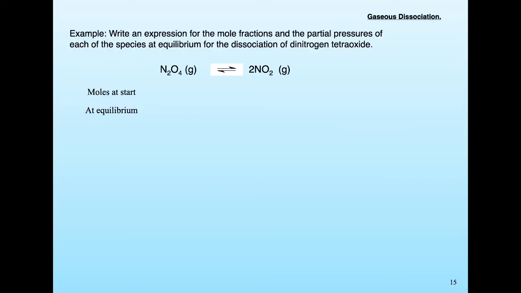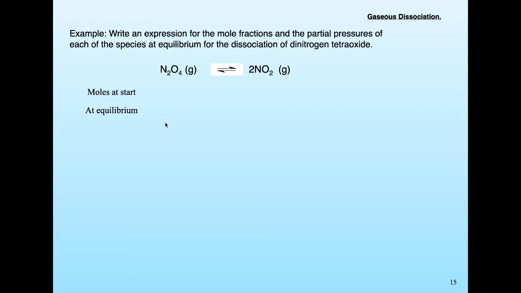Let's have a look at an example of this. A specific numerical example is going to help you to see how this works. So we've got our dinitrogen tetroxide, and it breaks up to give 2 moles of nitrogen dioxide. We need to write an expression for the mole fractions and the partial pressures of each of the species at equilibrium for the dissociation of dinitrogen tetroxide.